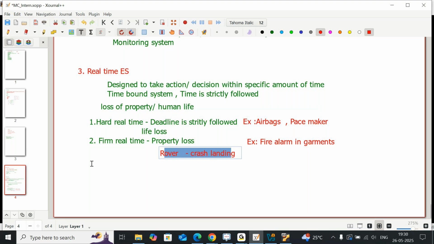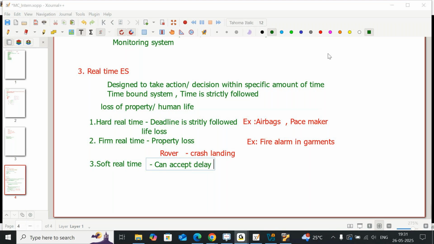So this is firm real time, and there is something called soft real time. In soft real time, some amount of delay can be tolerated. It is also a time-bound system, but it can accept delays.